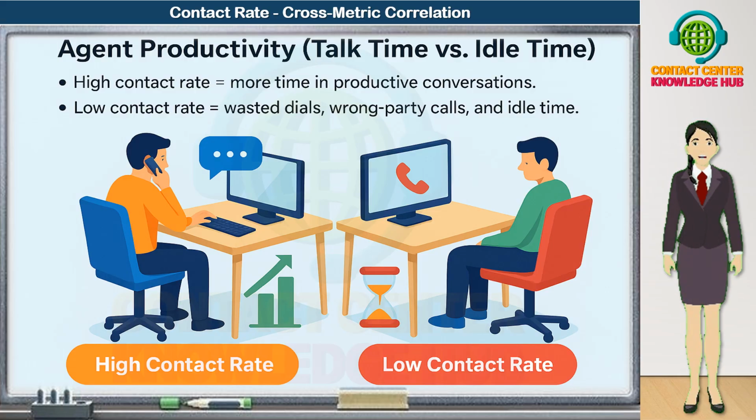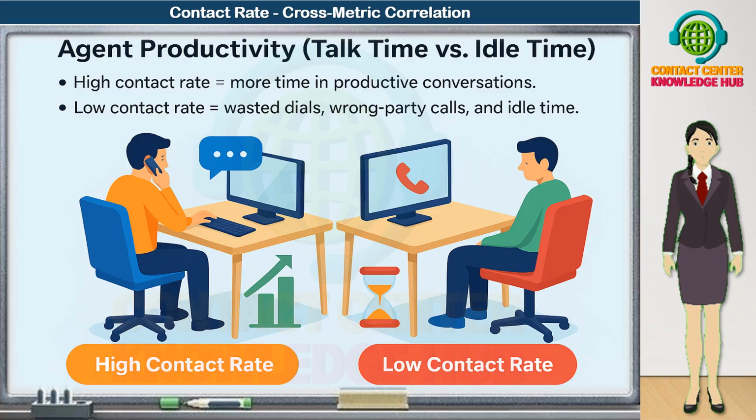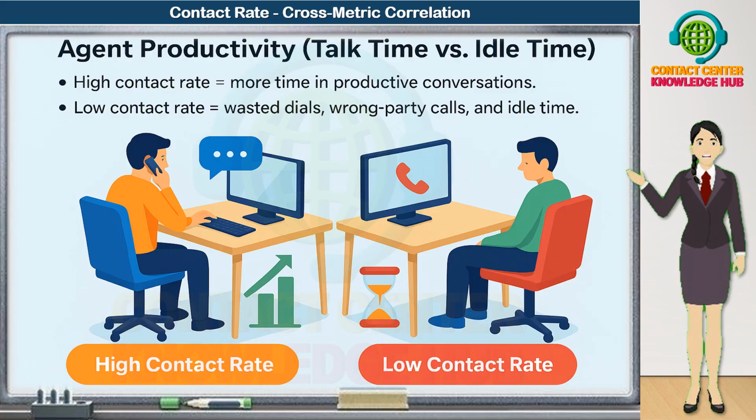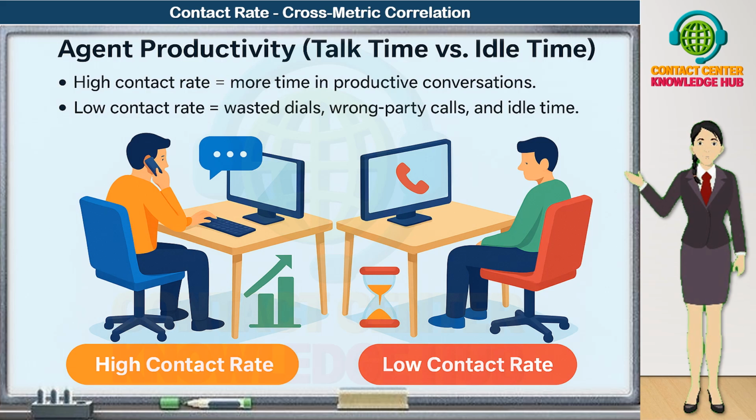Let's now explore how contact rate correlates with agent productivity, specifically the balance between talk time and idle time. When your contact rate is high, agents spend more of their day engaged in productive conversations with the right customers. This increases average talk time and morale, and ensures every minute contributes to meaningful business outcomes.